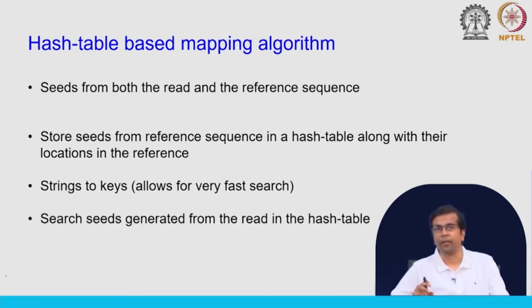You can very quickly look up the hash table and find the location of that seed. Once we have stored these reference seeds in the hash table, we can generate seeds from the read and search against the hash table. What we are searching are the seeds which are stored as keys, and if there is a match in the key, we will get a value, and that value will give the location of that seed. This is the brief idea, but we will elaborate further with more examples.